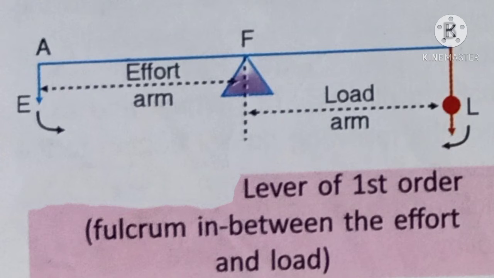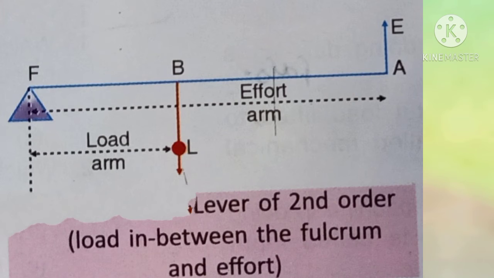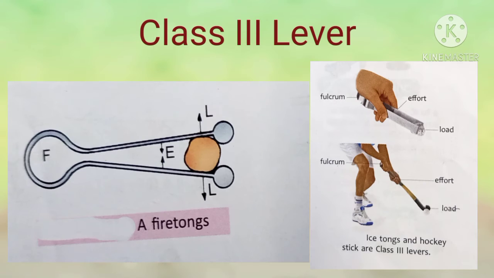Now we discuss the second class lever. In the second class lever, the load is situated between the effort and the fulcrum. In the lever of second order, the load arm is always smaller than the effort arm. Thus, less effort is always required to move a heavy load. Thus, the mechanical advantage is always more than one, as the effort arm is longer than the load arm. Such a lever is also called an effort multiplier lever.